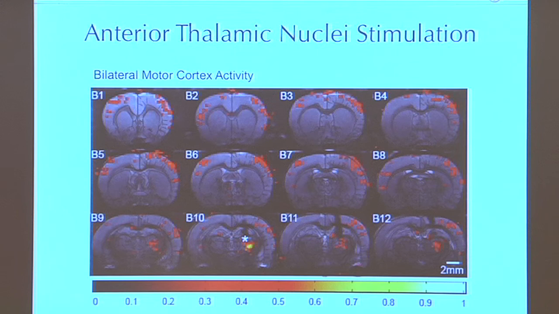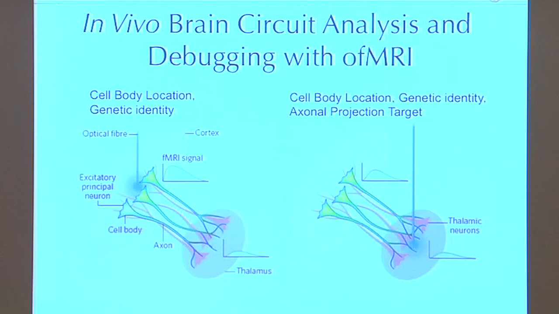And in contrast, when we stimulated the thalamomotor projection region, we could see that bilateral structures light up as a result of stimulation here, validating that we could indeed get very good responses out of these simple experiments.